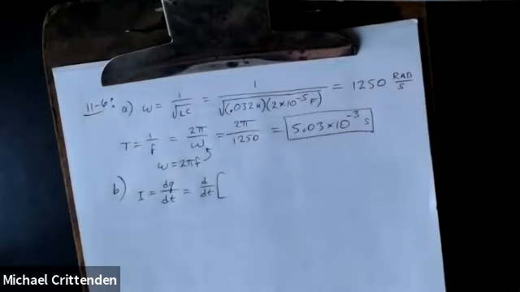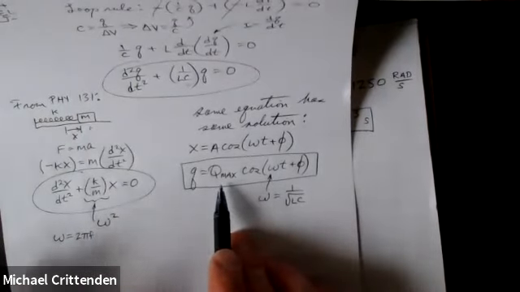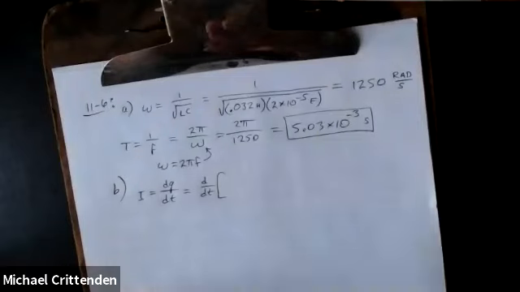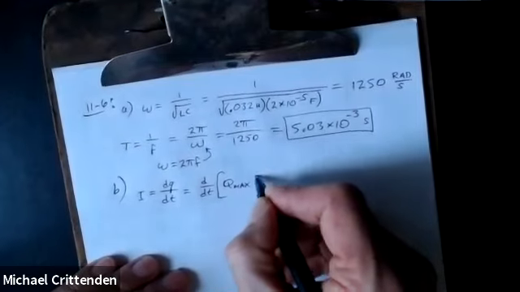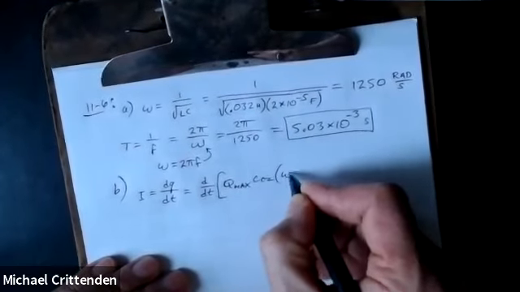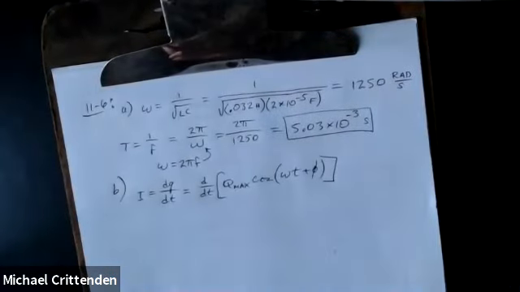What did I do? Oh, it's over here. Too many pieces of paper. This is Q, what I came up with a few minutes ago. So the derivative of Q max cosine of omega t plus the phase angle. As I said, the phase angle is going to be 0 because the switch was closed at t equals 0.